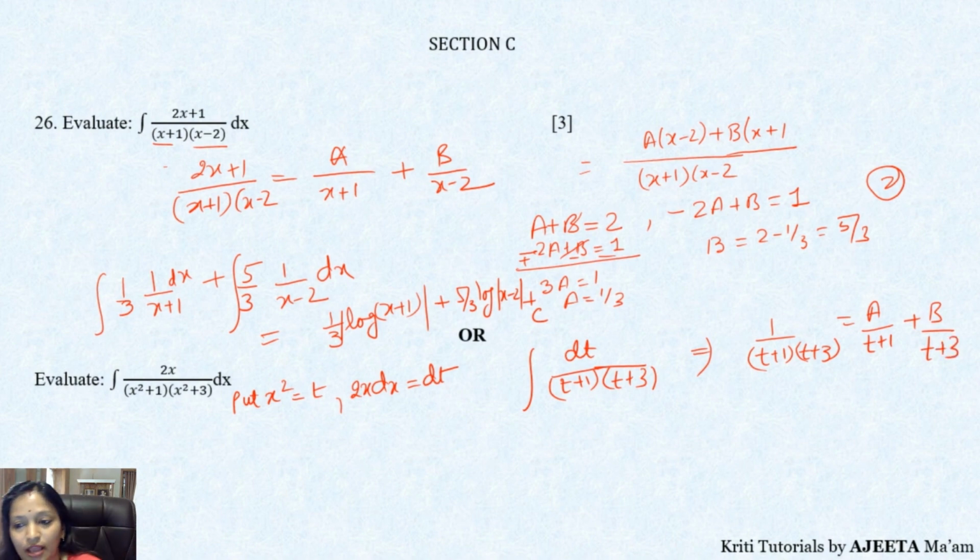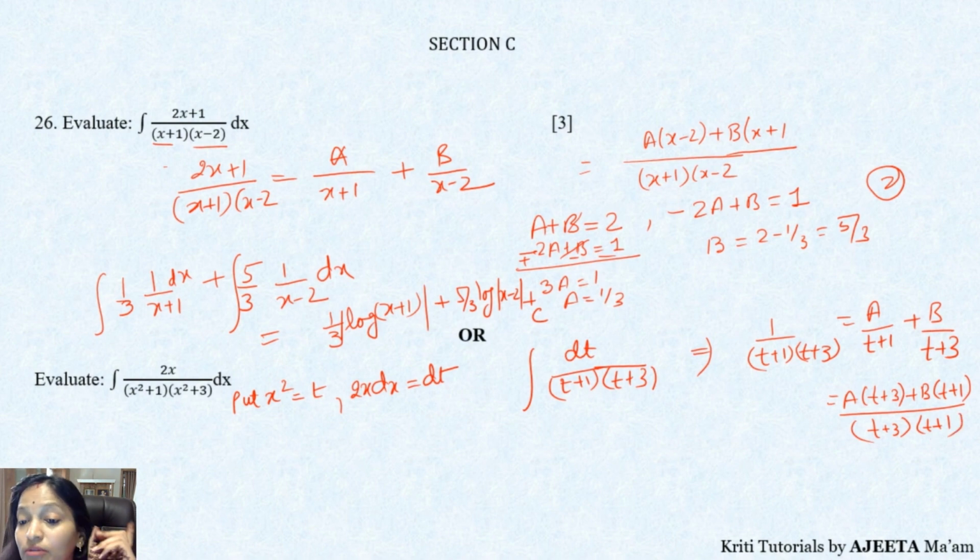Now let's take the values of a and b. Now here it's a very easy way, as I said. Let's take the LCM first and then I'll tell you what it is. So a times t plus 3, b times t plus 1 upon t plus 3, t plus 1. Correct? And on the left hand side, you have 1 upon t plus 1, t plus 3. Now, the way that I am telling is, there are two factors, t plus 3 and t plus 1. Now, for these two factors, what are the zeros? Your zeros are minus 3 and minus 1.